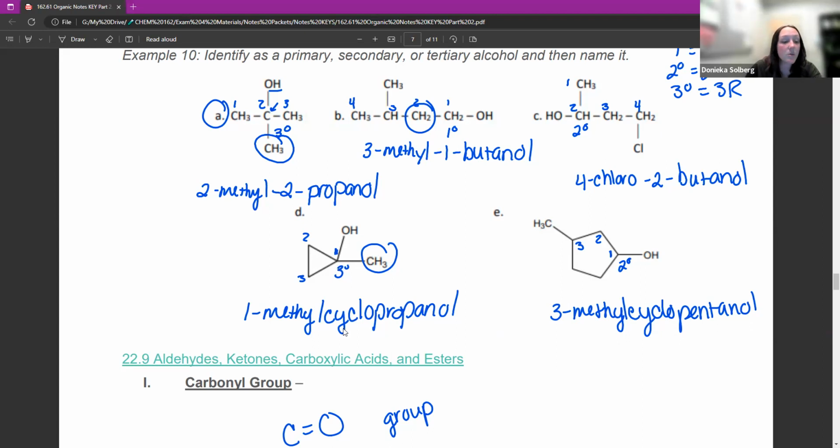Now you do not have to tell me 1-cyclopropanol. You don't have to tell me that the hydroxide is on carbon 1, because carbon 1 in a cyclo is always where your hydroxyl group is. Over here, this has got to be carbon 1 because that's where the hydroxyl is. So this is 3-methylcyclopentanol. You don't need the 1 here again, because the hydroxide is always on carbon 1 in a cycle.